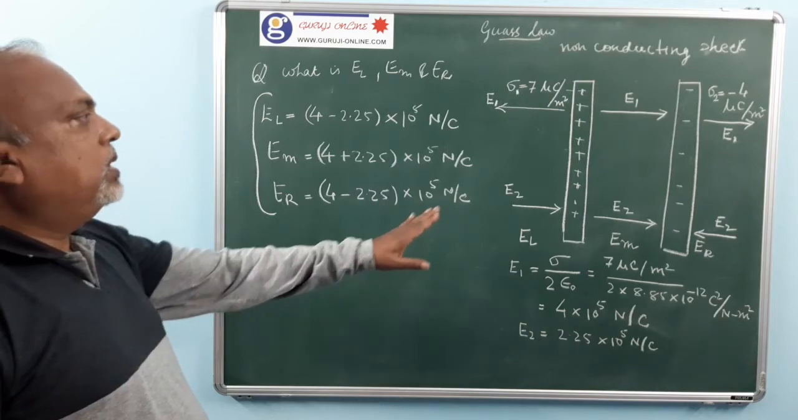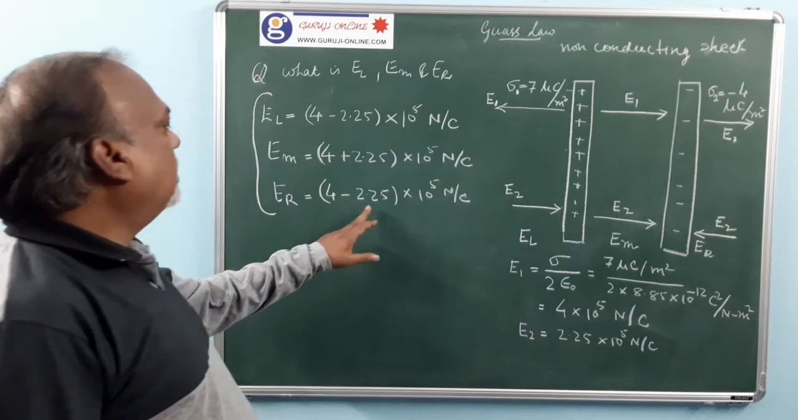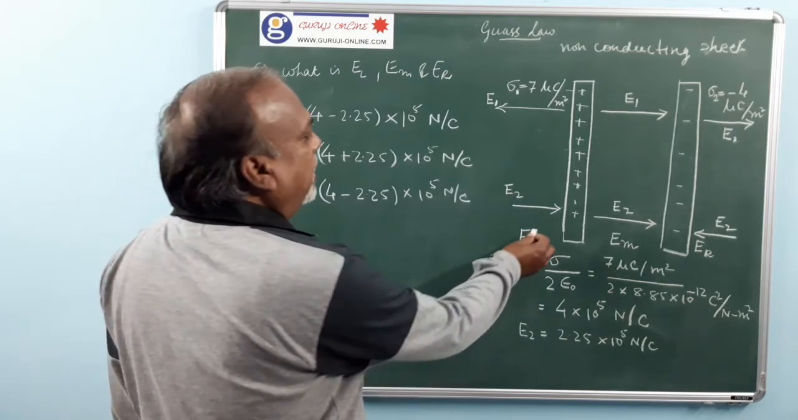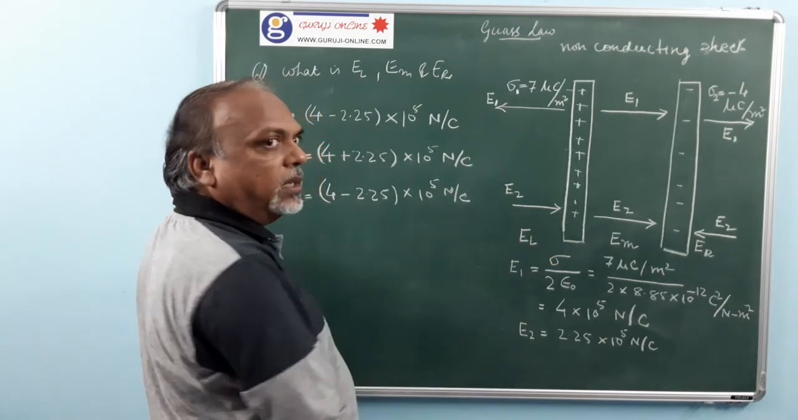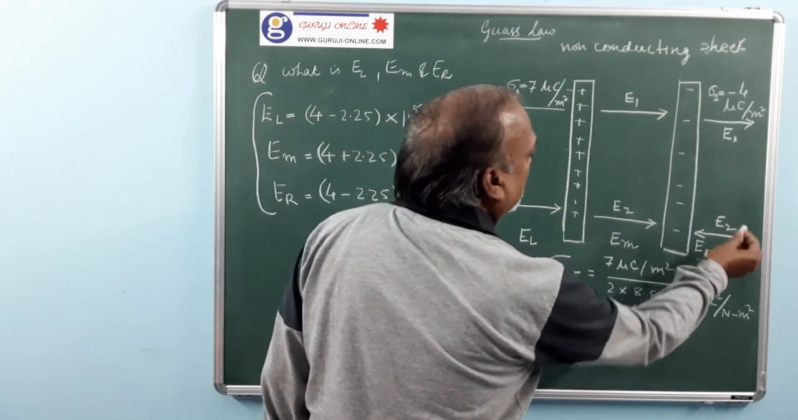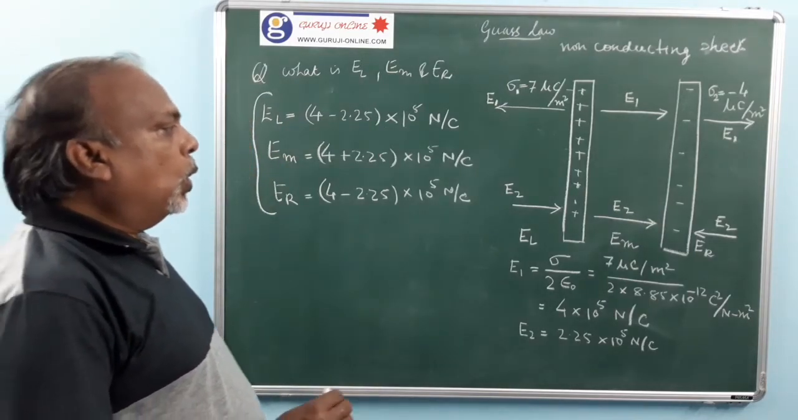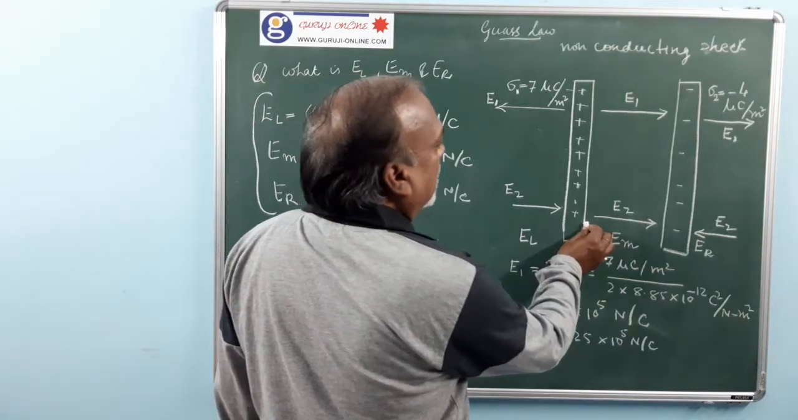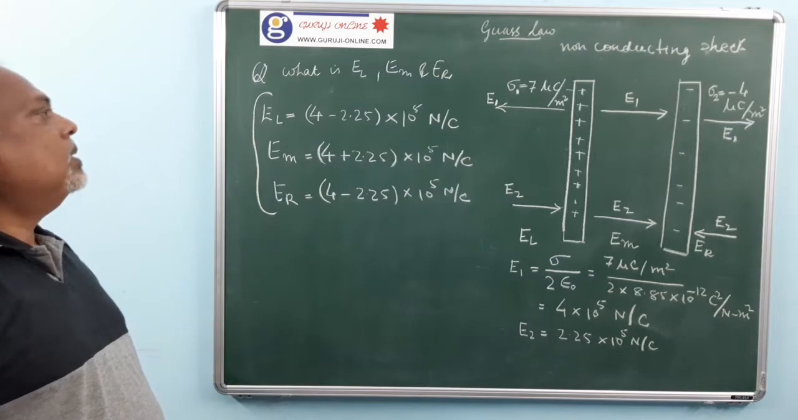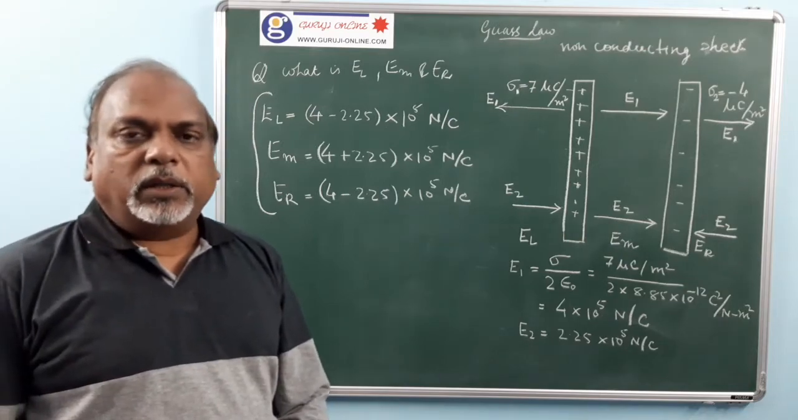Now you can see, suppose these two things are same, then this will be 0. That means electric field on this side and on this side will be 0, and there will be only electric field in between the plates. Now we will switch over to our next problem.